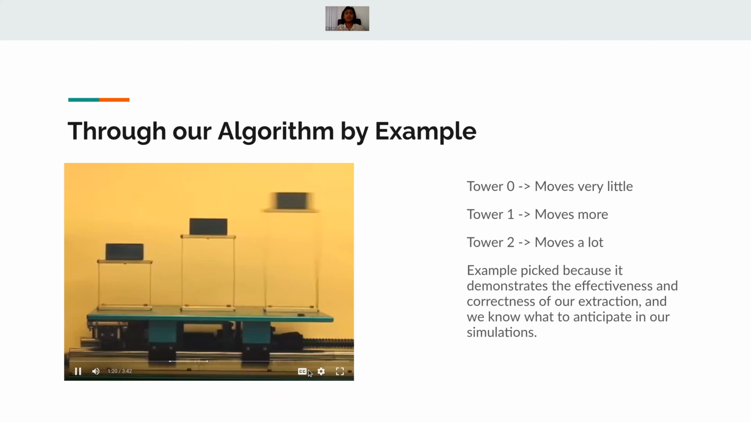Let's go through our algorithm with the help of an example here. We have 3 towers here. The first one moves very little in our example. The second one moves a little bit more, and the third moves a lot. So we have named them tower 0, 1, and 2. We've picked this example because it demonstrates the correctness of our extraction, and because we know what to anticipate in our simulations. So this one vibrates a lot more, and this one won't ever vibrate as much.